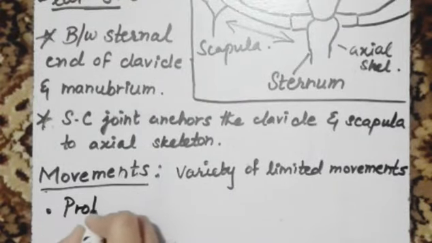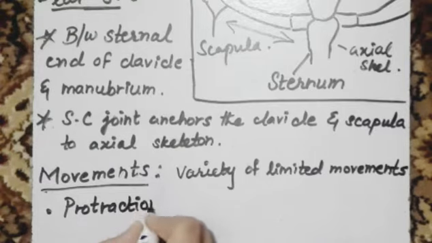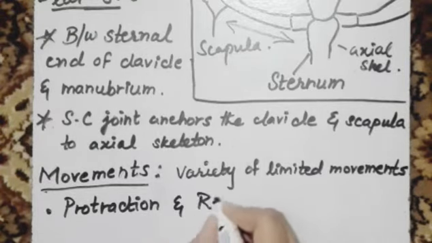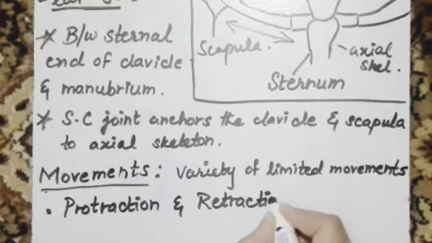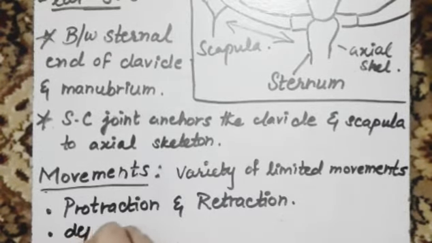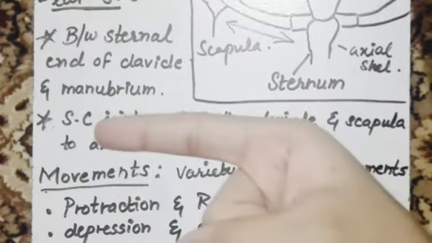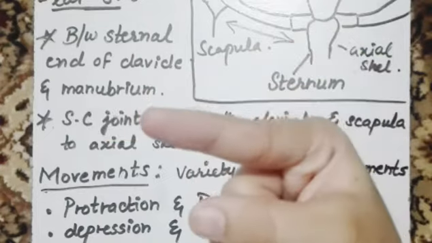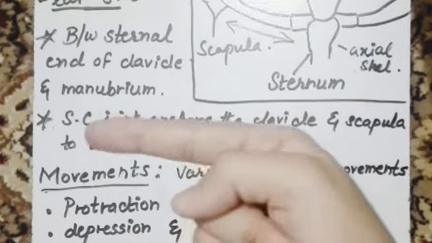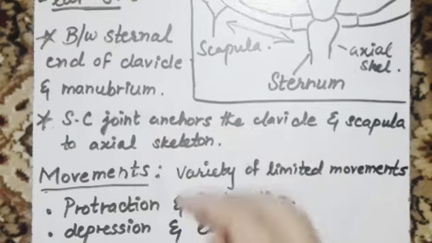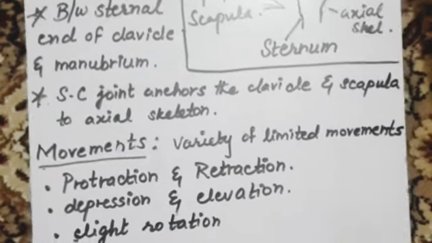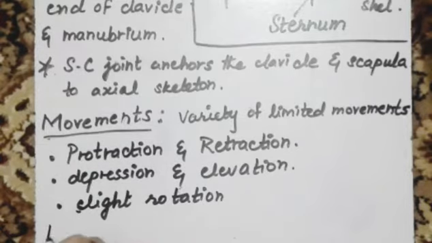The sternoclavicular joint allows a variety of limited movements. Some of these are protraction and retraction. Then there is depression and elevation, and some slight rotation also. Let's suppose this is your clavicle. Move your clavicle, like you can move it downward, elevate it, protract and retract it. Just do it on your own clavicle and you'll see. And there is some slight rotation, you can experience it.